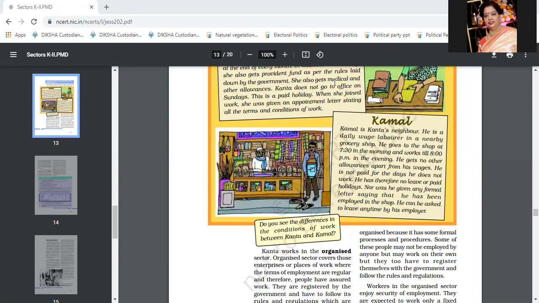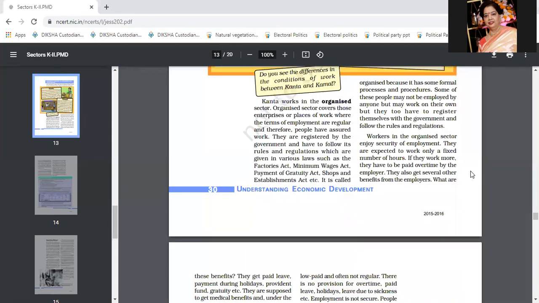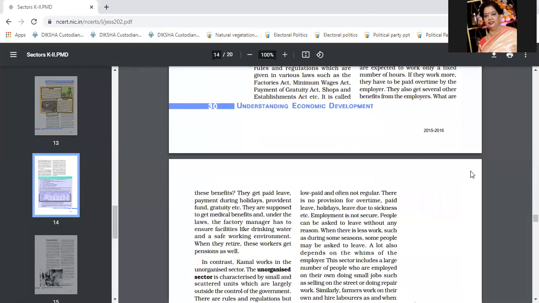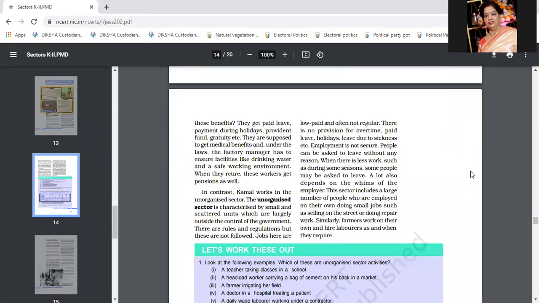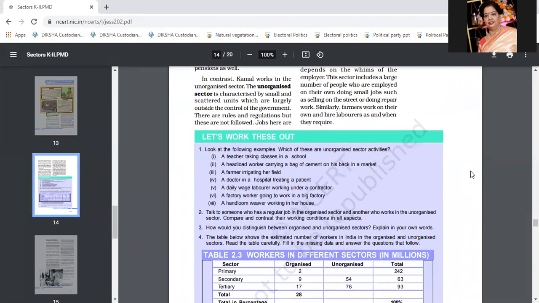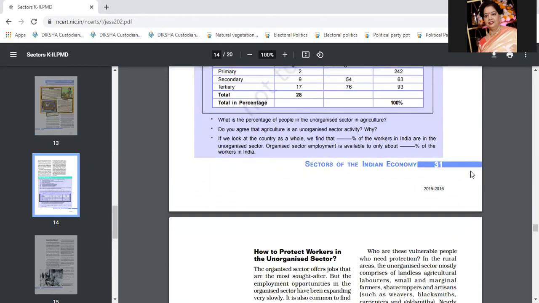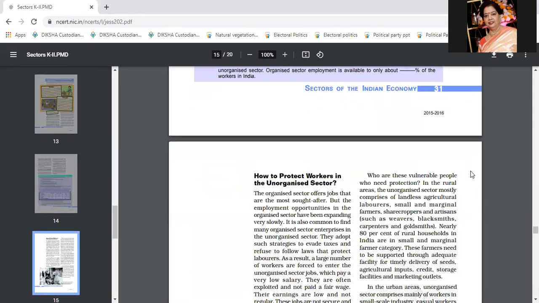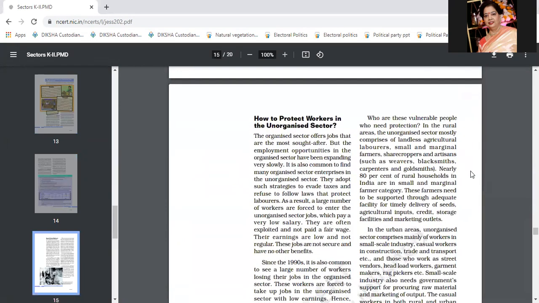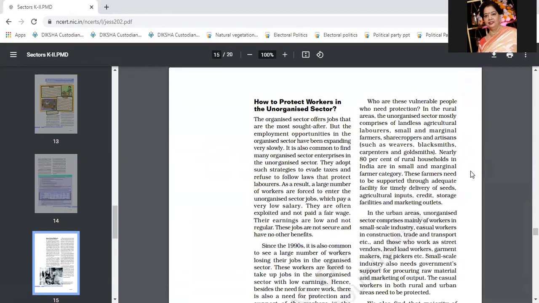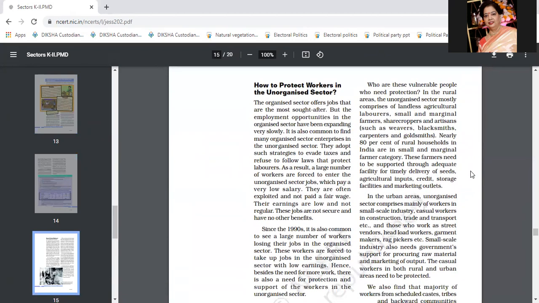So these are the case studies. Through this, we can easily understand the difference between the organized and unorganized sector. Now the problem arises of how to protect workers in the unorganized sector, because in the organized sector they have all the facilities, but the problem arises with the unorganized sector. Yes, Manasvi, can you read it? How to protect workers in the unorganized sector?